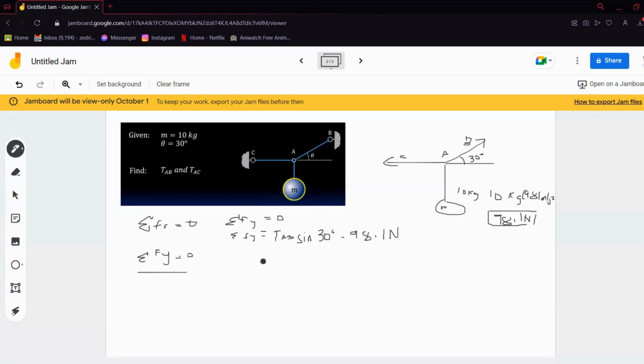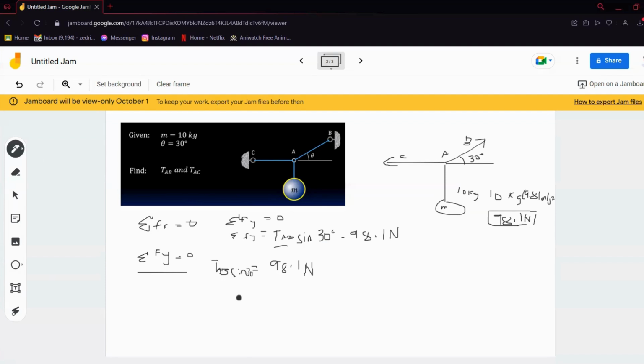Now to actually get the TAB so we can proceed with the calculations, we transpose the sign and remove the TAB. TAB will be equal to 98.1 Newton. Oh, we forgot to put the sine 30. TAB sine 30.